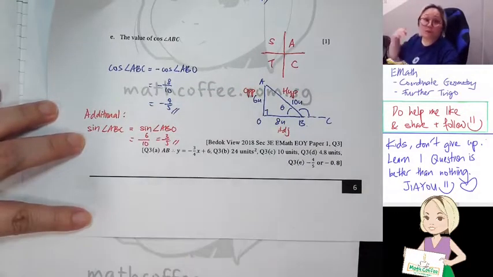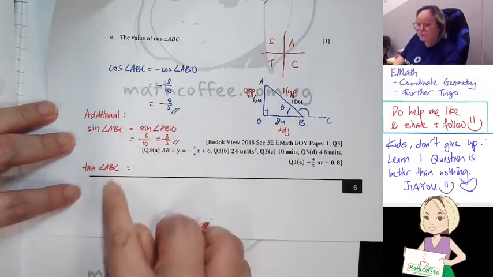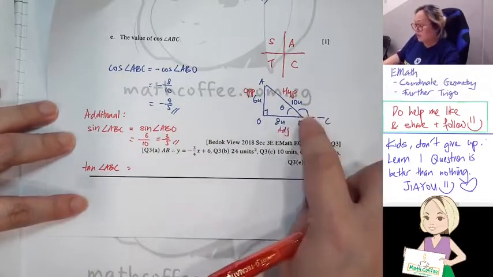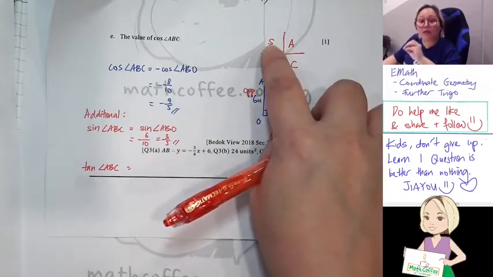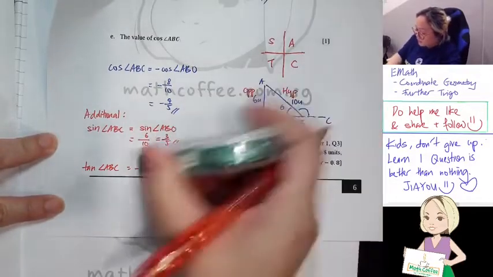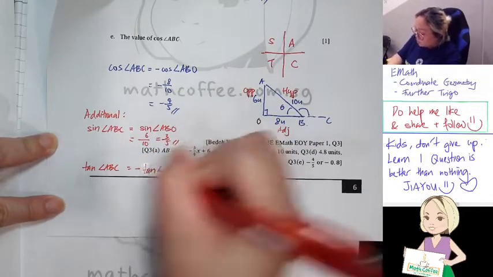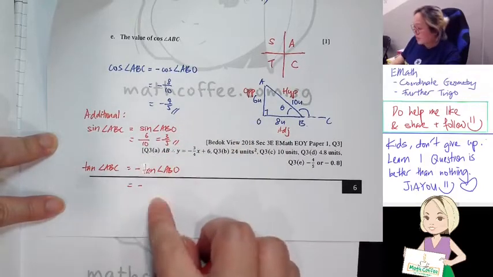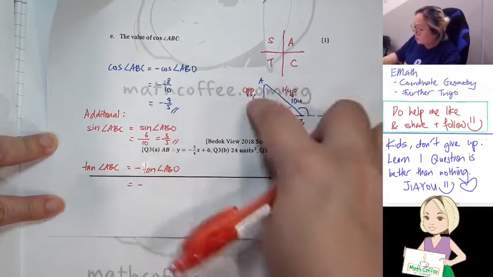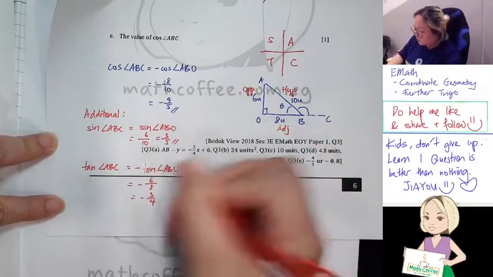Now, next, you must be fair, right? I did cosine, sine, I also need to do tangent. If it's tangent angle ABC, same thing, ABC is obtuse. And in the second quadrant, only sine is positive. Tangent and cosine are negative. So you will write it is equal to minus tangent angle ABO, which is negative O over A. O over A is 6 over 8. So it's negative 6 over 8, which is equal to negative 3/4.